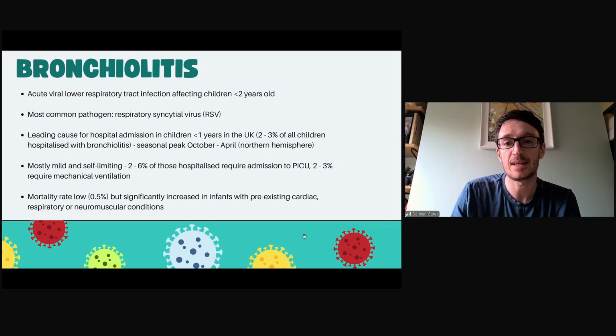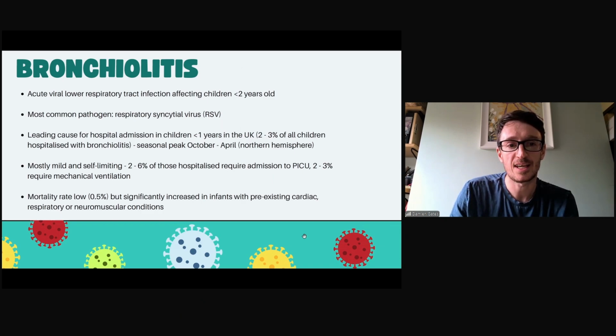And the seasonal peak traditionally has been October to April in the Northern Hemisphere, but over the last few years, probably subsequent to COVID lockdowns, we've seen a bit of a variation in the seasonality of RSV, and we're seeing it even in the summer over the last few years.